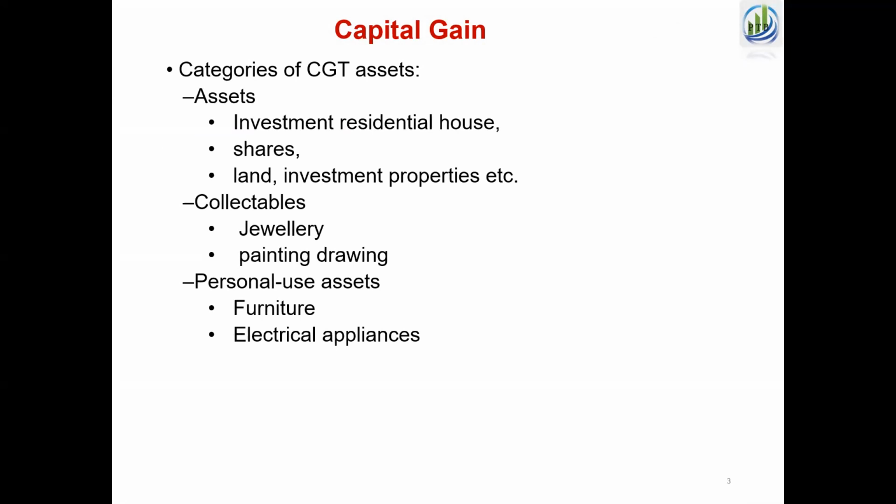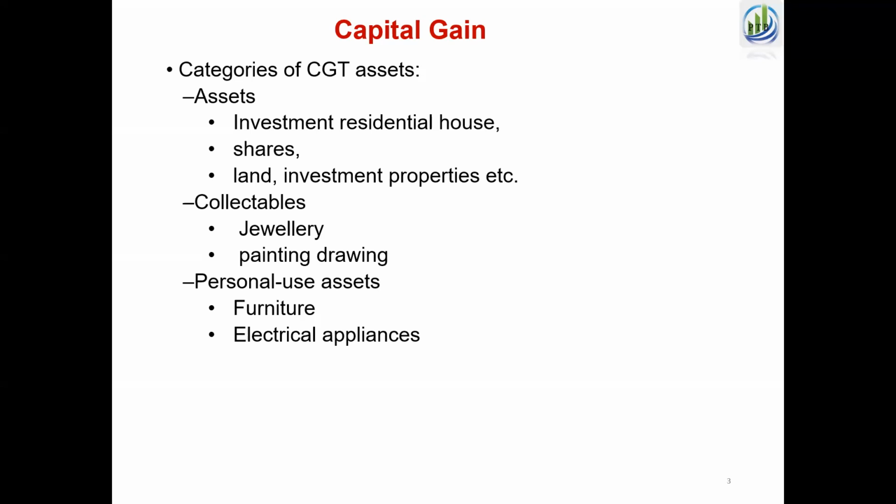What does collectible mean? The people collecting some items and keeping them and selling them down the track, like jewelry, diamond, stamp, painting, drawing, coins, notes. This type of item is collectible. They just buy it and keep it for a period of time, and they maybe sell it in the future.